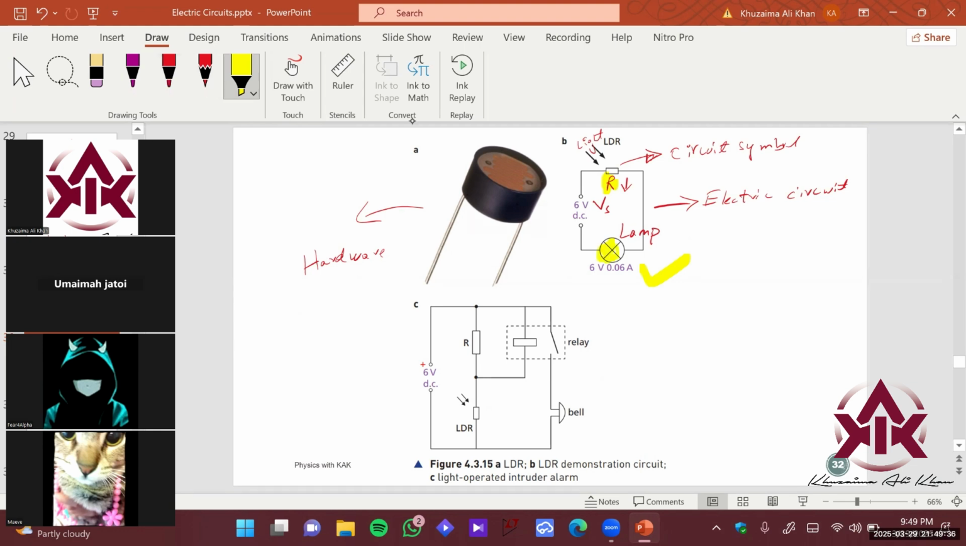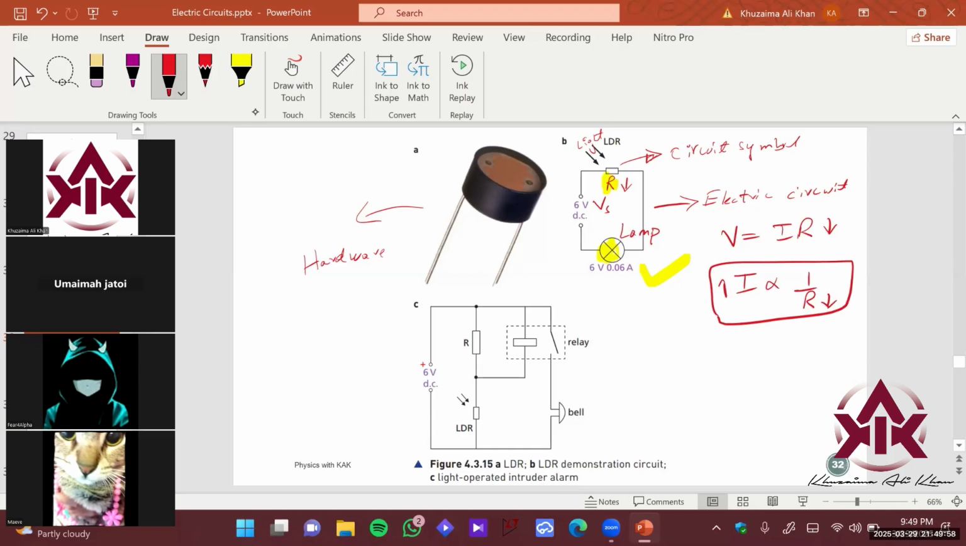Because if you recall, Ohm's law says that V equals IR. If you decrease the resistance of the circuit, what would happen if I relate the current and the resistance? The current in the circuit is linked as follows. If you decrease the overall resistance in the circuit, the current increases, right? And as the current increases in the circuit, the lamp glows more brightly. So that is how we control the brightness of the lamp using an LDR, right?